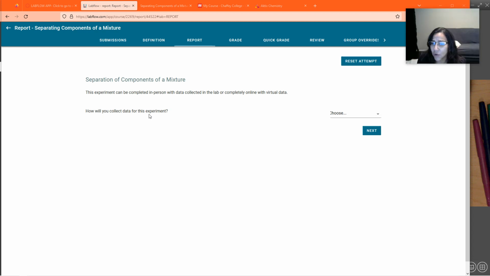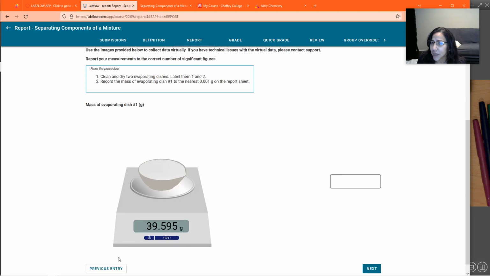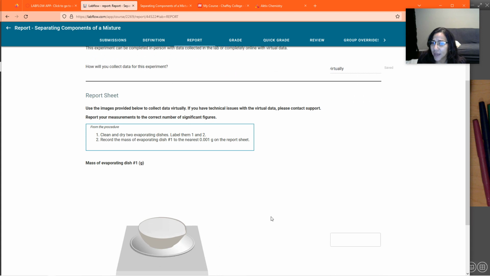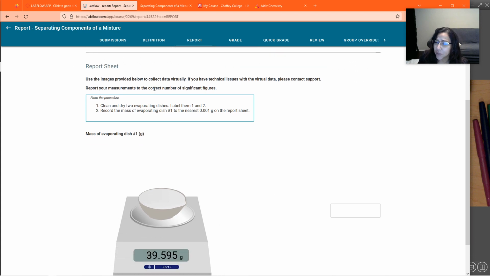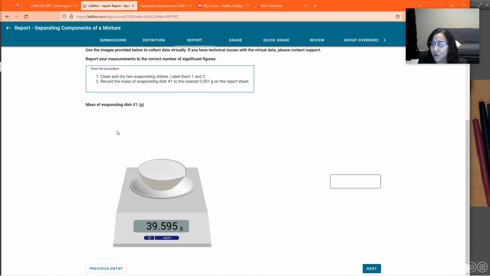And in this one, it says, how am I going to collect my data? I am going to collect it virtually. We're not in person, we're virtual. So next. Now that I've done that, it says, use the image provided below to collect data virtually. If you have technical issues with the virtual data, please contact support. Now, on everyone's scale, you're going to have different numbers. So make sure that your numbers correspond to your entry. It says report your measurements to the correct number of significant figures.